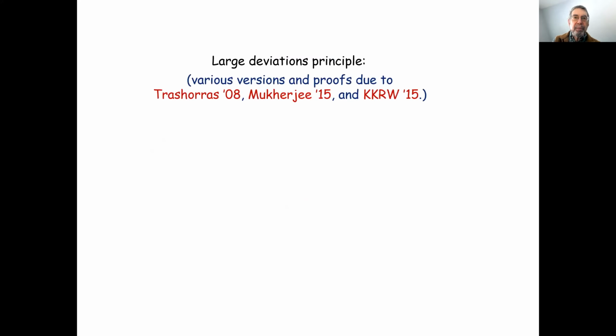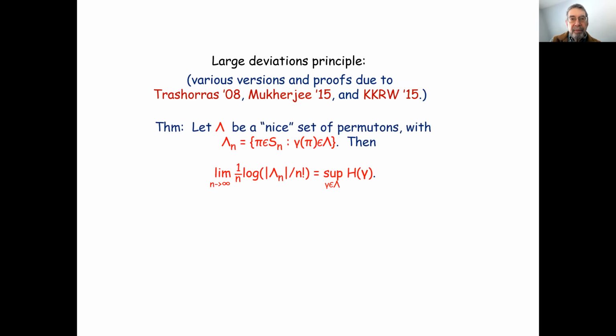Okay. So now, in order to use these to try to determine the shape of large permutations, we need a large deviations principle. Various versions of which were given by Trashras back in 2008, by Sumit Mukherjee, my current collaborator, and by the group of us in 2015. And such a principle looks something like this. You have a nice set of permutons. What does that mean? Could be closed or open or even both in the permuton topology.